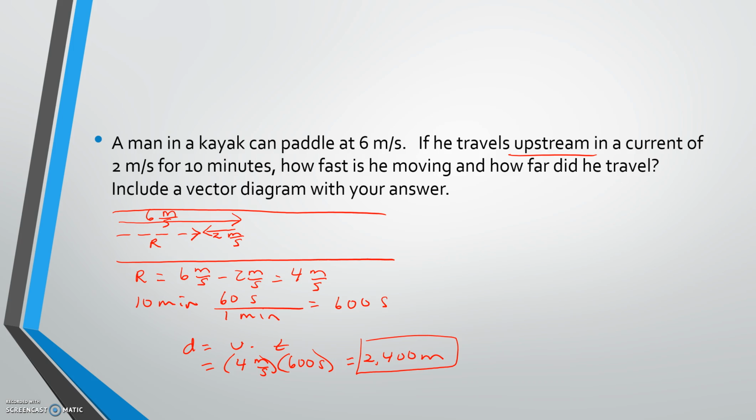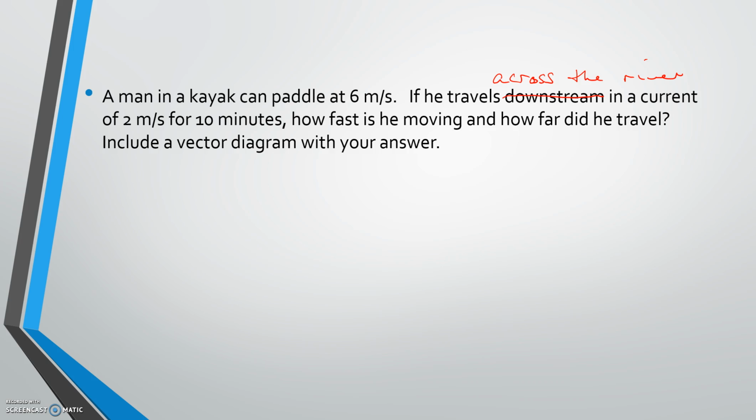Now let's look at a third scenario. It says a man in a kayak can paddle 6 meters per second, same as before. If he travels, shouldn't say downstream this time, let's change this. If he travels across the river in a current of 2 meters per second for 10 minutes, how fast is he moving and how far did he travel? All right, so let's think about this one.